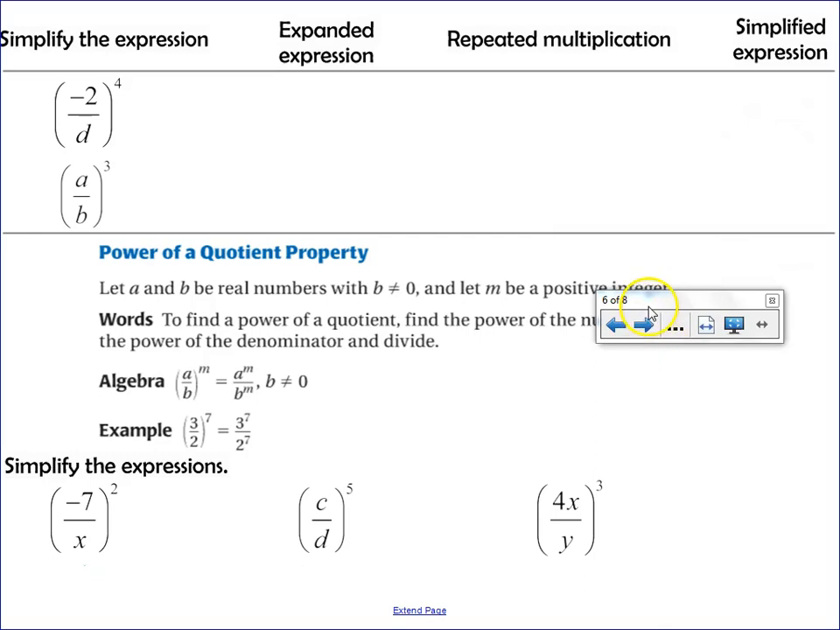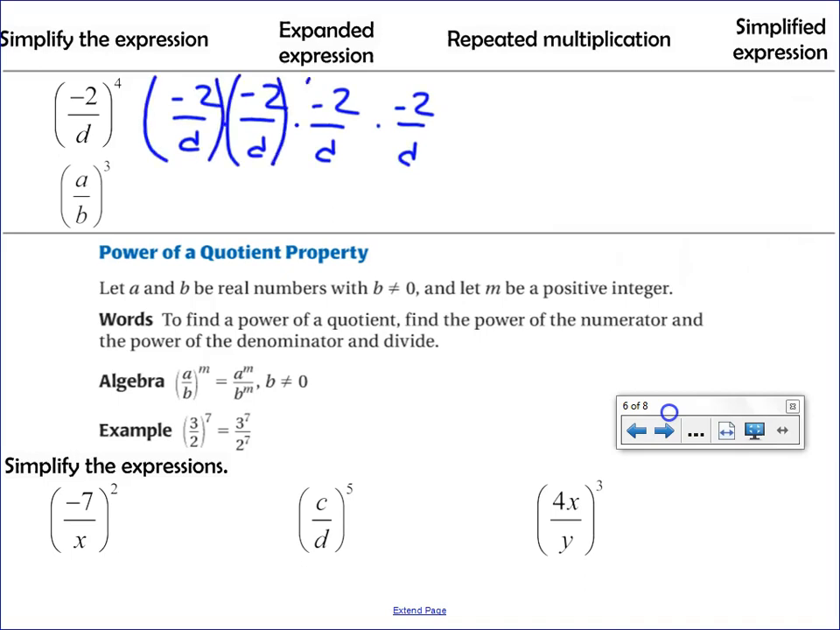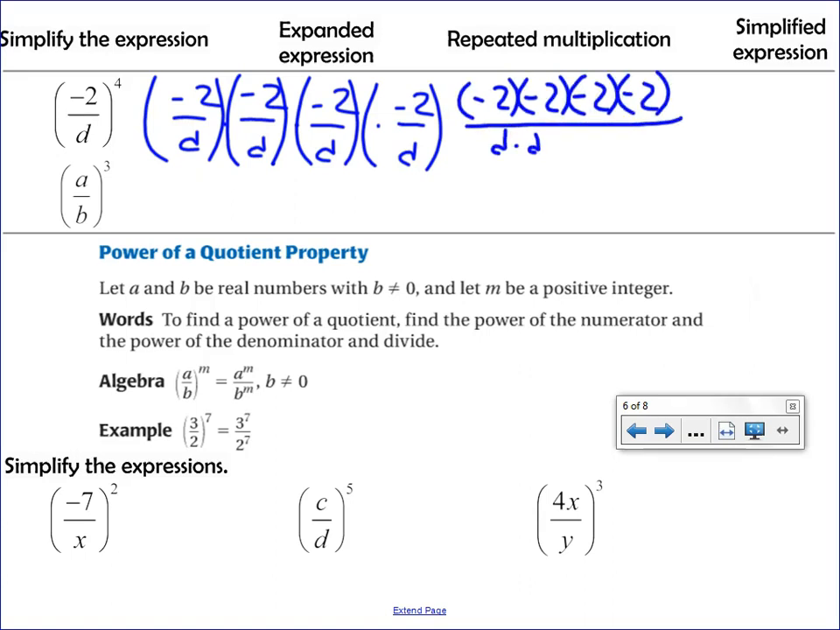Next, we're ready for the power of a quotient property. Let's explore that one. So negative 2 over d, that quantity raised to the 4th power. So I have negative 2 over d being multiplied 4 times. So when I multiply fractions, I multiply all the numerators on top together and all the denominators together. So I have negative 2 times negative 2 times negative 2 times negative 2 all over d times d times d times d. We can simplify it as negative 2 to the 4th over d to the 4th.